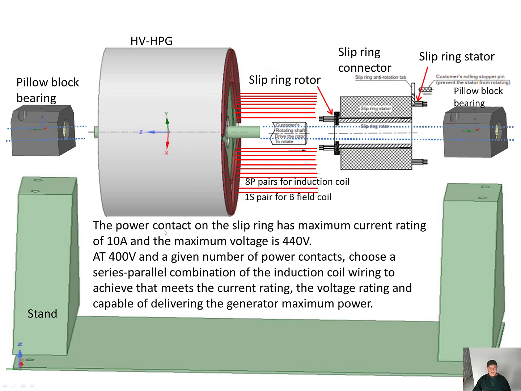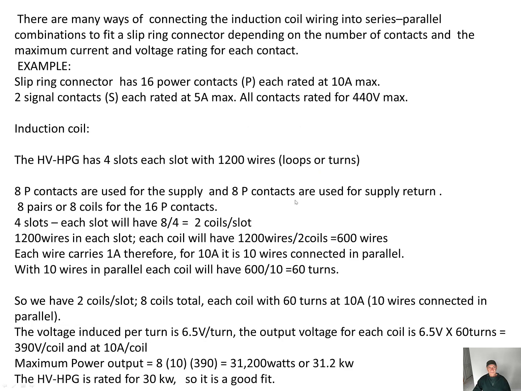The power contact on the slip ring has a maximum current rating of 10 amps and a maximum voltage of 440 volts. At 400 volts and a given number of power contacts, choose a series-parallel combination of the induction coil wiring that meets the current rating and the voltage rating, and is capable of delivering the generator's maximum power. 8 P pairs for the induction coil, 1 S pair for the B field coil.